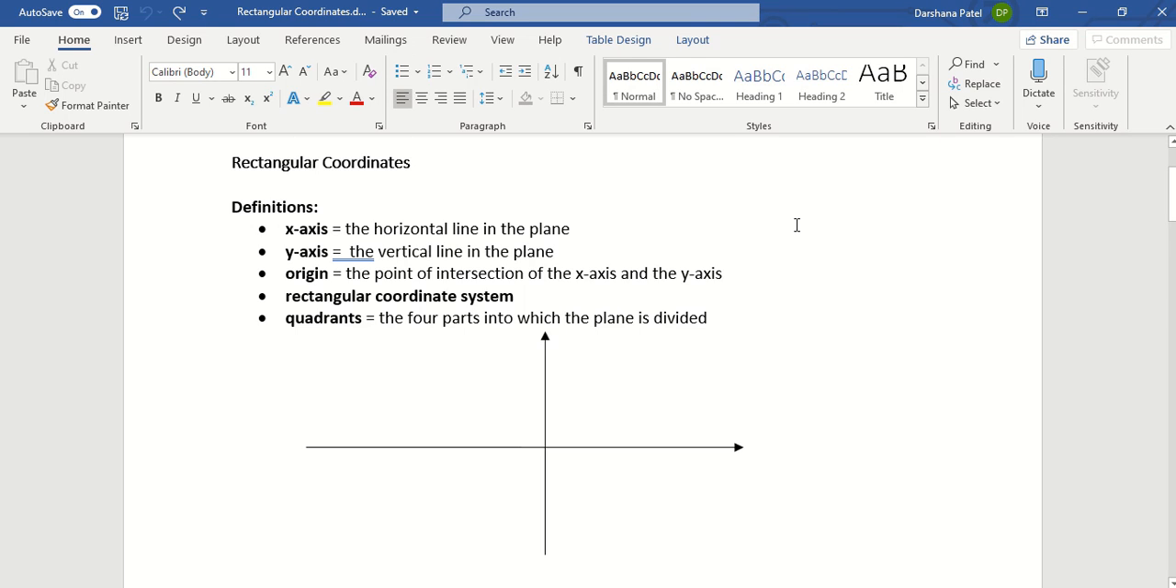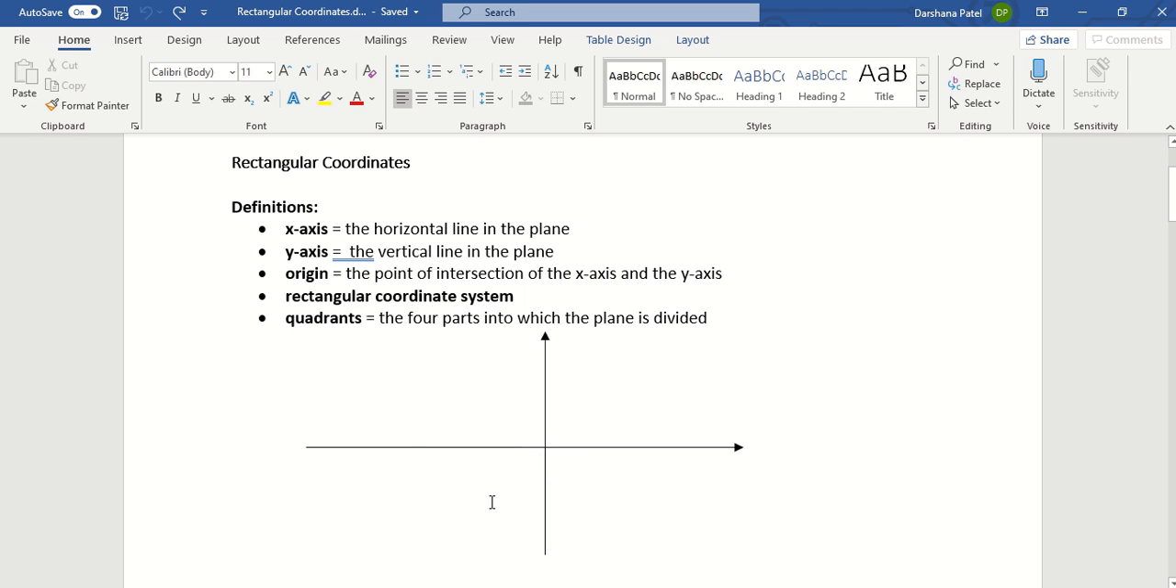Rectangular coordinates. The x-axis is the horizontal line in the plane, so this is the x-axis. The y-axis is then the vertical line of the plane. The origin is the point where the x and y axes intersect, so this point right here with coordinates 0, 0.